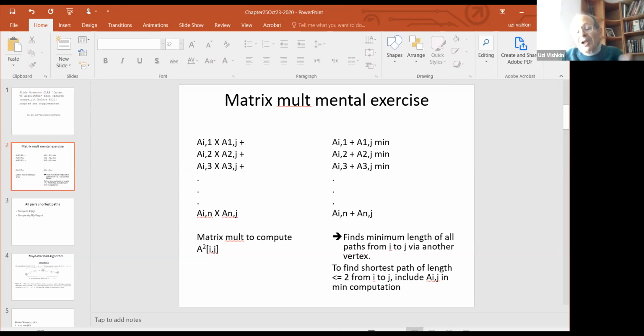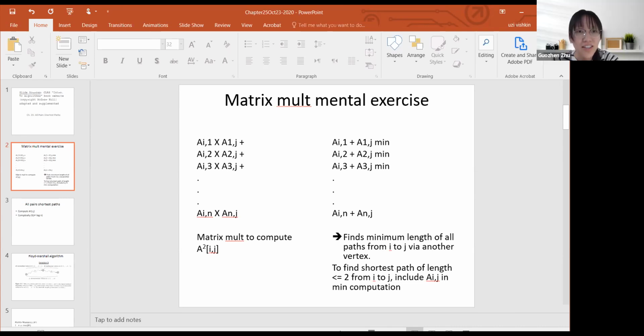How can you do it? So let's do it, right? Give me a vertex i, give me a vertex j. How can I get from i to j by a path of length at most 2? I can either go directly from i to j, or I can go through another vertex.